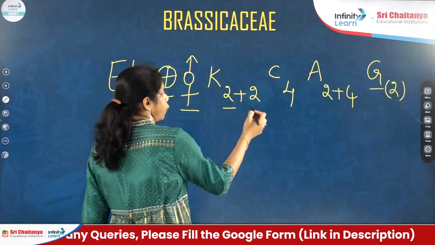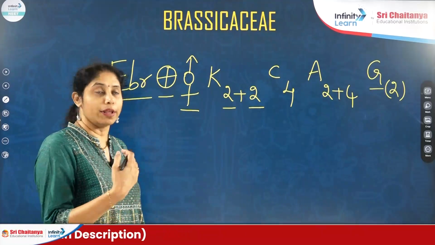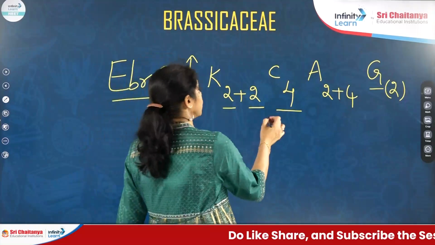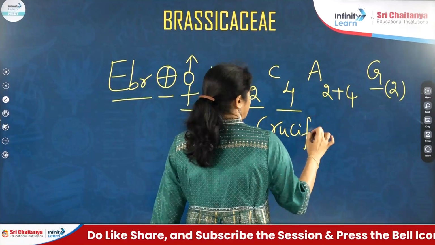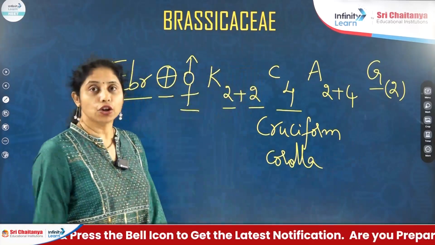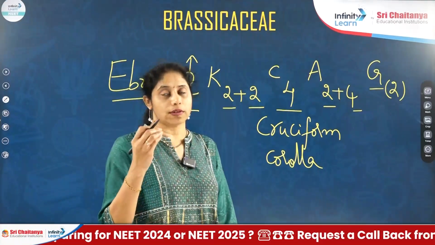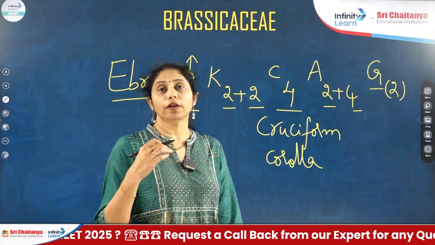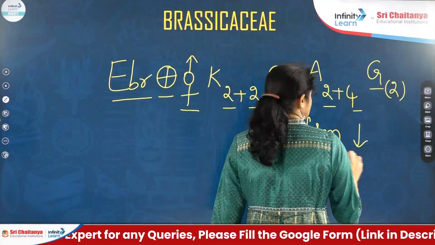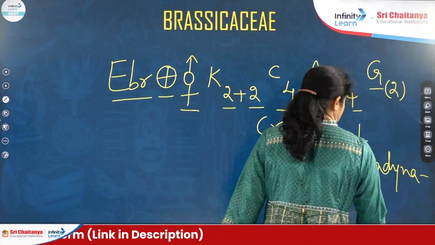And calyx is 4 sepals are present. In that calyx also 4 sepals, 2 will be in the outer whorl and 2 will be in the inner whorl. Then corolla, 4 petals are there and they will show the cruciform corolla. And androecium, it is having 6 stamens. Outer whorl will be having 2 stamens, and inner whorl will be having the 4 stamens. And this condition is called as tetradynamous condition.